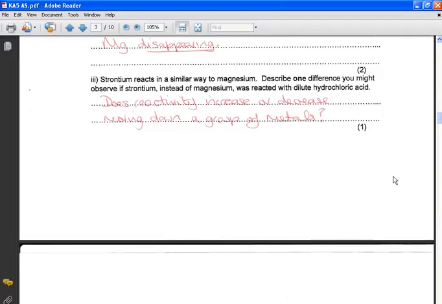And this is the idea of reactivity down a group. Does it increase or decrease? So if you've got the metal underneath magnesium, then it's going to react faster.